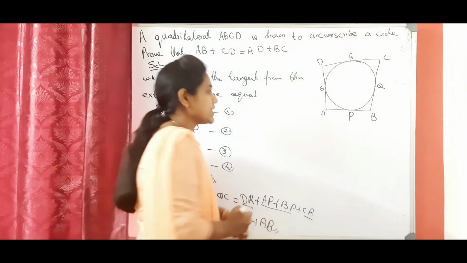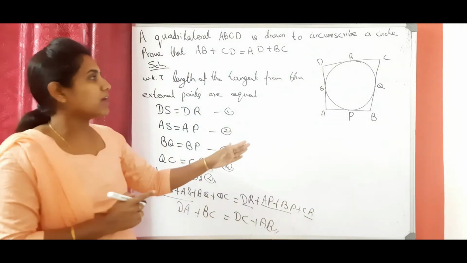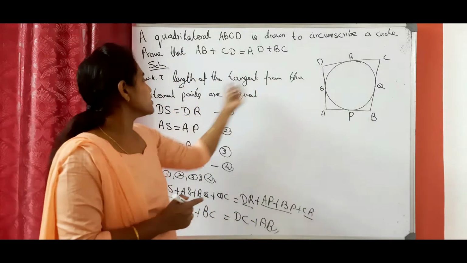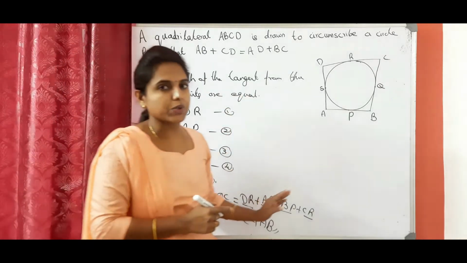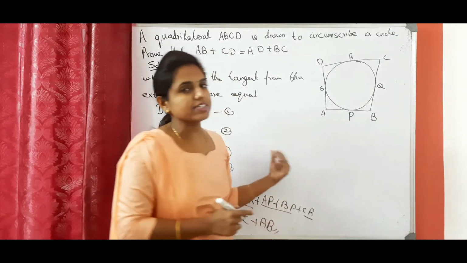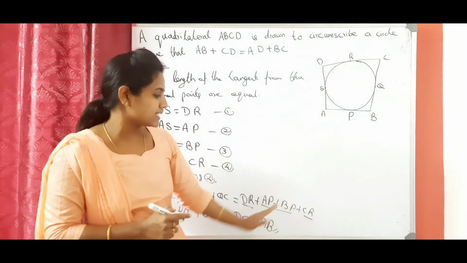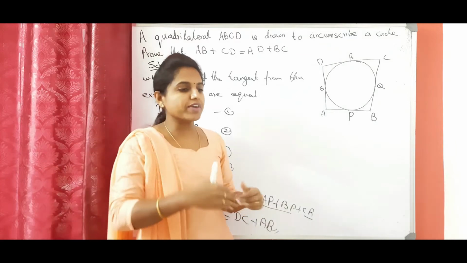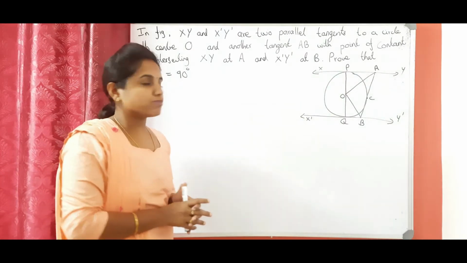So we proved it, very easy only. We only have to know the length of the tangents from the external points are equal. Then we will get the 4 equations. Then we have to add the 4 equations. Then easily we can get the answer. Now we can see the next problem. Let's see the next problem.